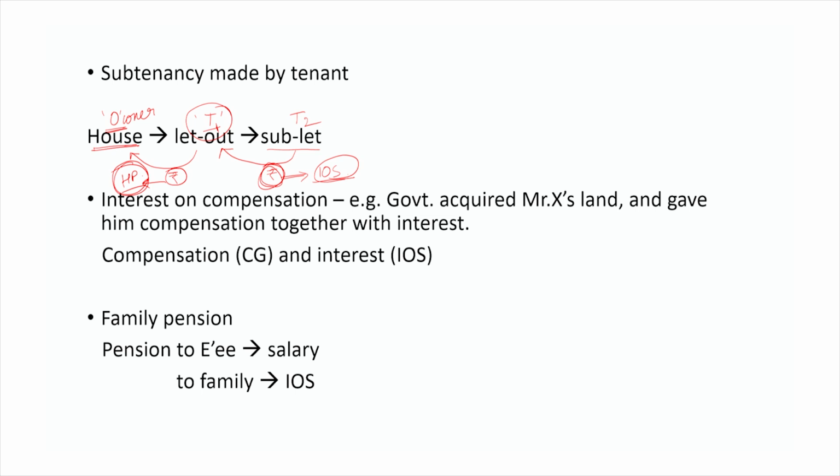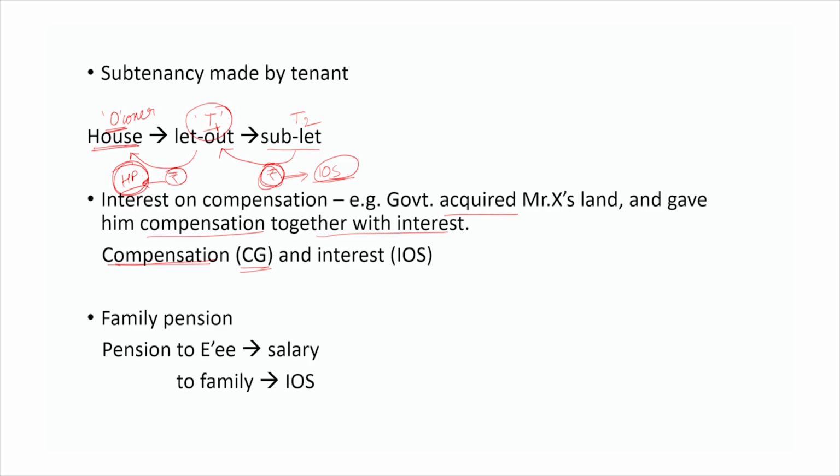Next, we have interest on compensation. So for example, the government acquires some land, right? So let's say the government acquired Mr. X's land and gave him some compensation together with the interest. Now, if you are getting some amount, courtesy the acquisition, you are getting that compensatory amount, and along with that compensatory amount, you are also getting interest. So this compensation that you are getting, that is nothing but capital gain. If you recall in the previous lecture, we had discussed when capital gain arises, or let's say, when a transfer has taken place. Transfer has taken place even when there is compulsory acquisition of property of the assessee and the government pays him for that, right?